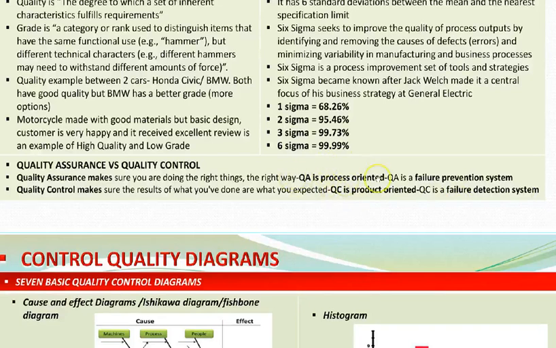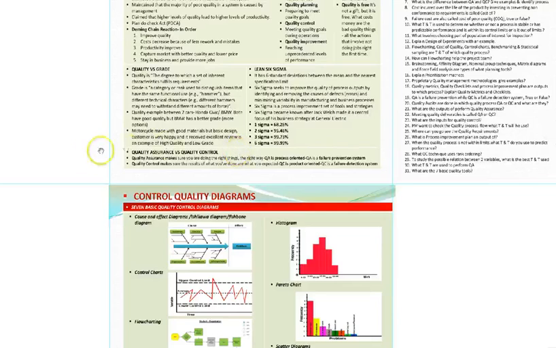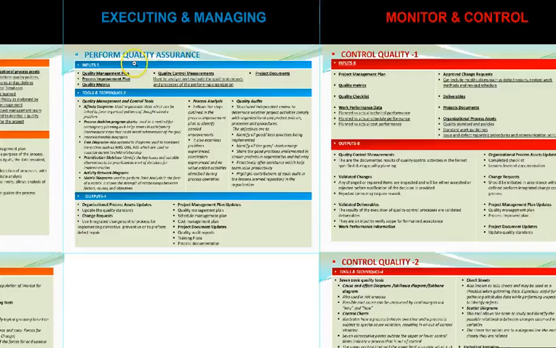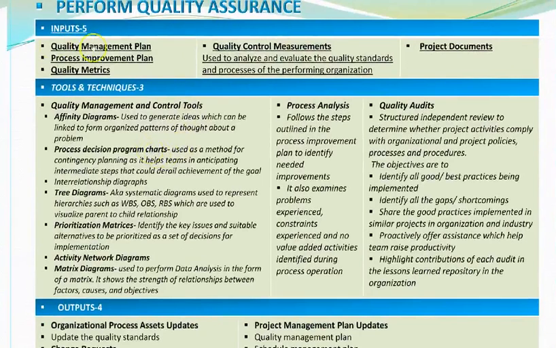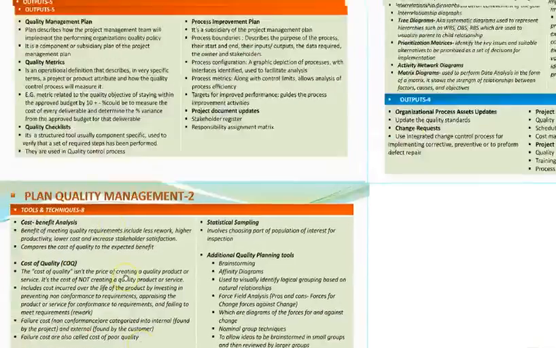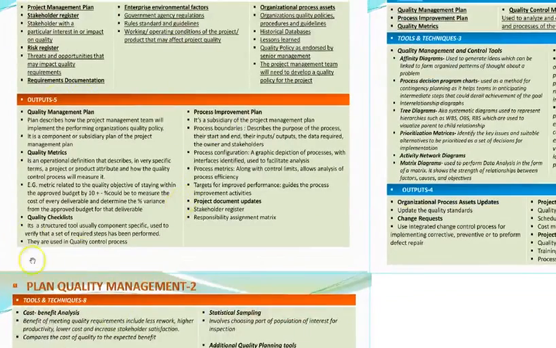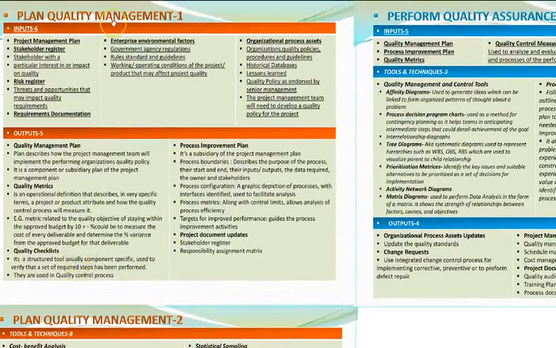Quality assurance is process oriented. Quality control is product oriented. Quality assurance is a failure prevention system, and quality control is a failure detection system. So let's go back to perform quality assurance. Now the inputs that we have over here: quality management plan, process improvement plan, quality metrics, quality control measurements, and project documents. And most of them come from the outputs of plan quality management.